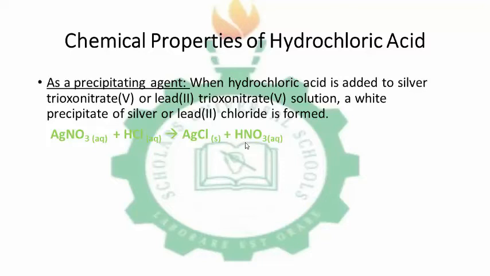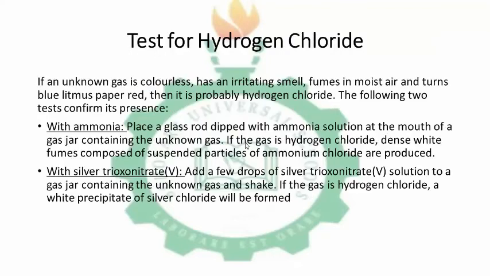Now let's discuss how hydrogen chloride gas can be tested for in the laboratory. You can test for hydrogen chloride gas in the laboratory using ammonia, or we use silver trioxonitrate solution. Now when we are talking about the test for hydrogen chloride with ammonia, it follows the same principle as hydrogen chloride gas reacting with ammonia.